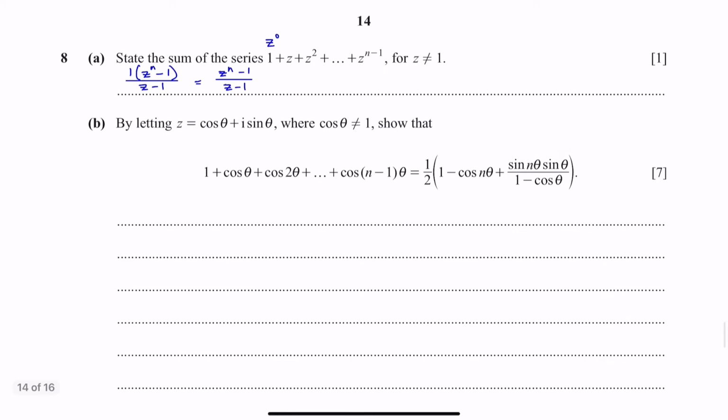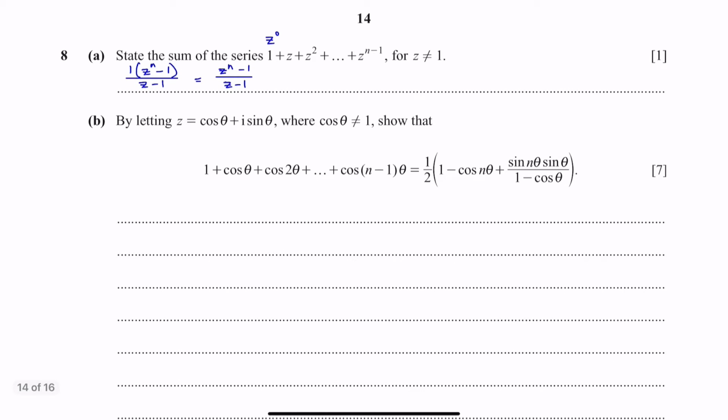Okay, for part B, by letting z equal cos theta plus i sin theta, we need to show this equation. So we can first write z to the n minus 1 over z minus 1 in terms of cos theta and sin theta.